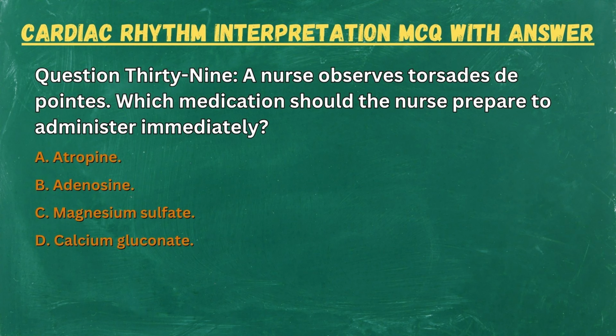Question 39. A nurse observes torsades de pointes. Which medication should the nurse prepare to administer immediately? A. Atropine. B. Adenosine. C. Magnesium sulfate. D. Calcium gluconate. Answer: C. Magnesium sulfate.